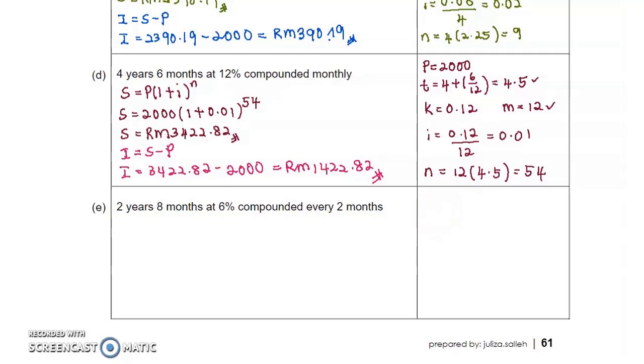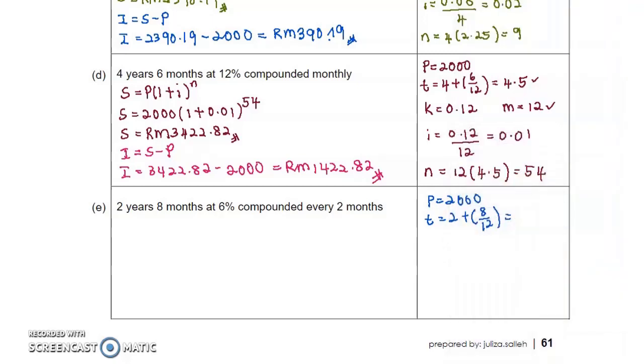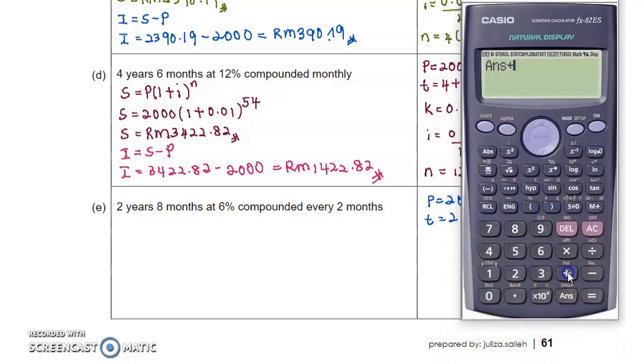Okay, last example. P is still 2000 and 8 months. So 8 months, 8 divided by 12. Okay, 8 over 12 is... if you look at here, you get long decimal points, right? If you want to use up to 4 decimal points, you will write it as 2.6667.